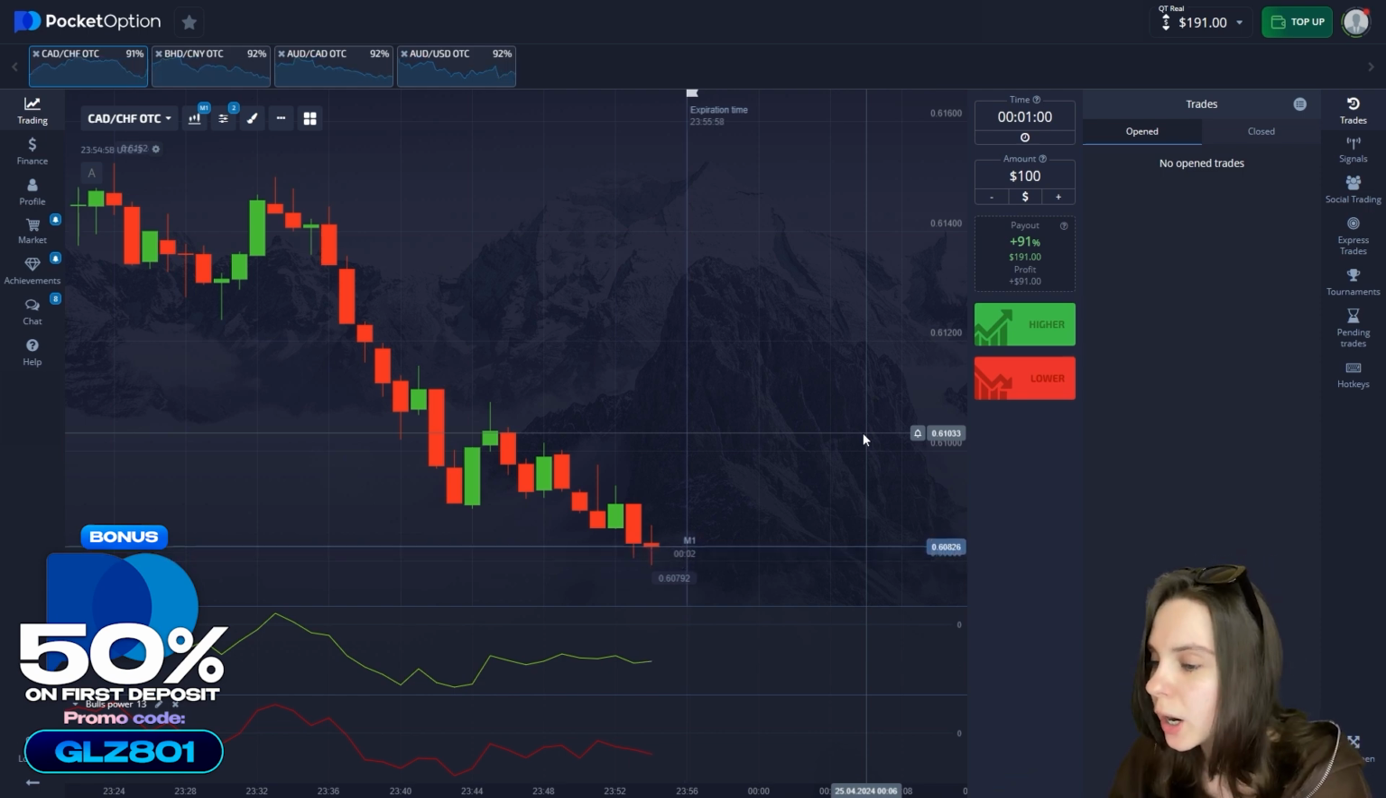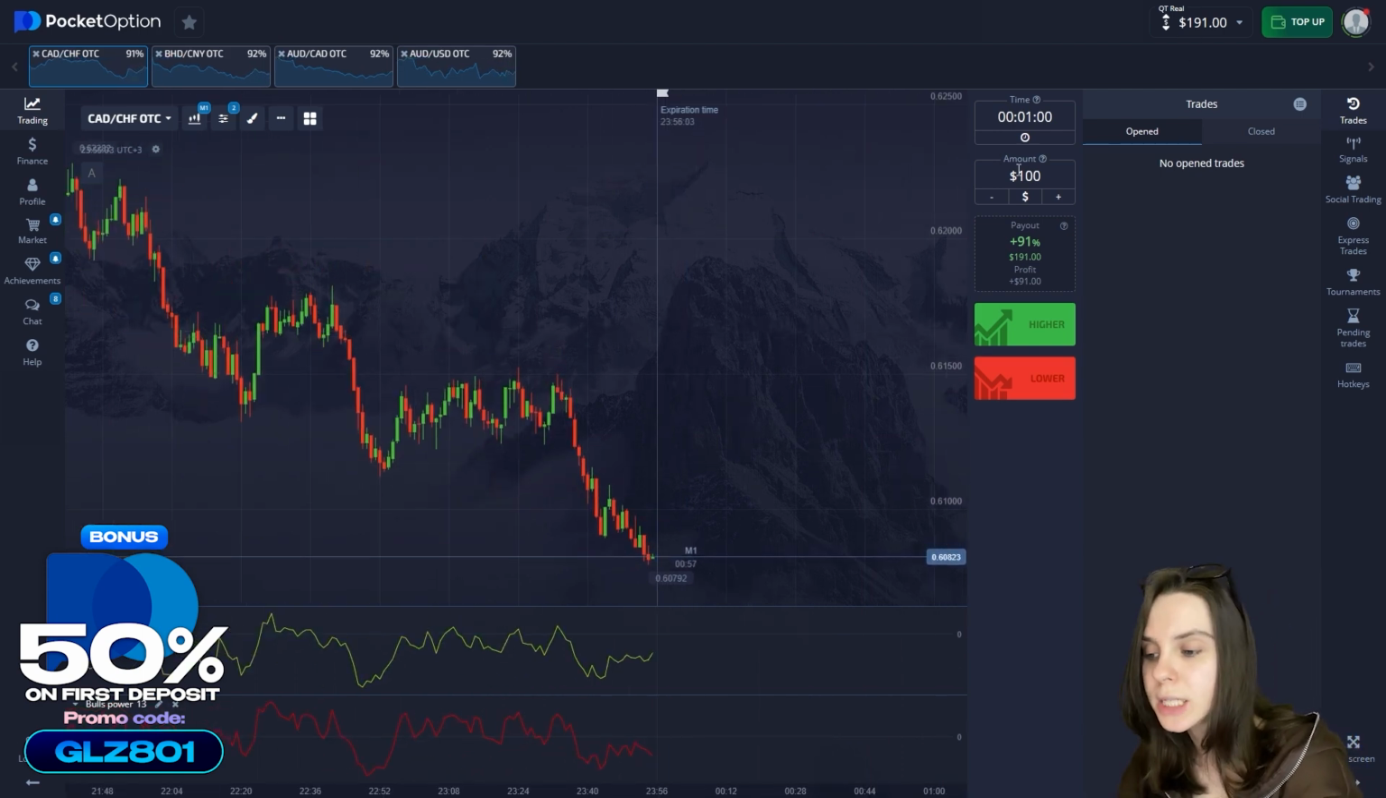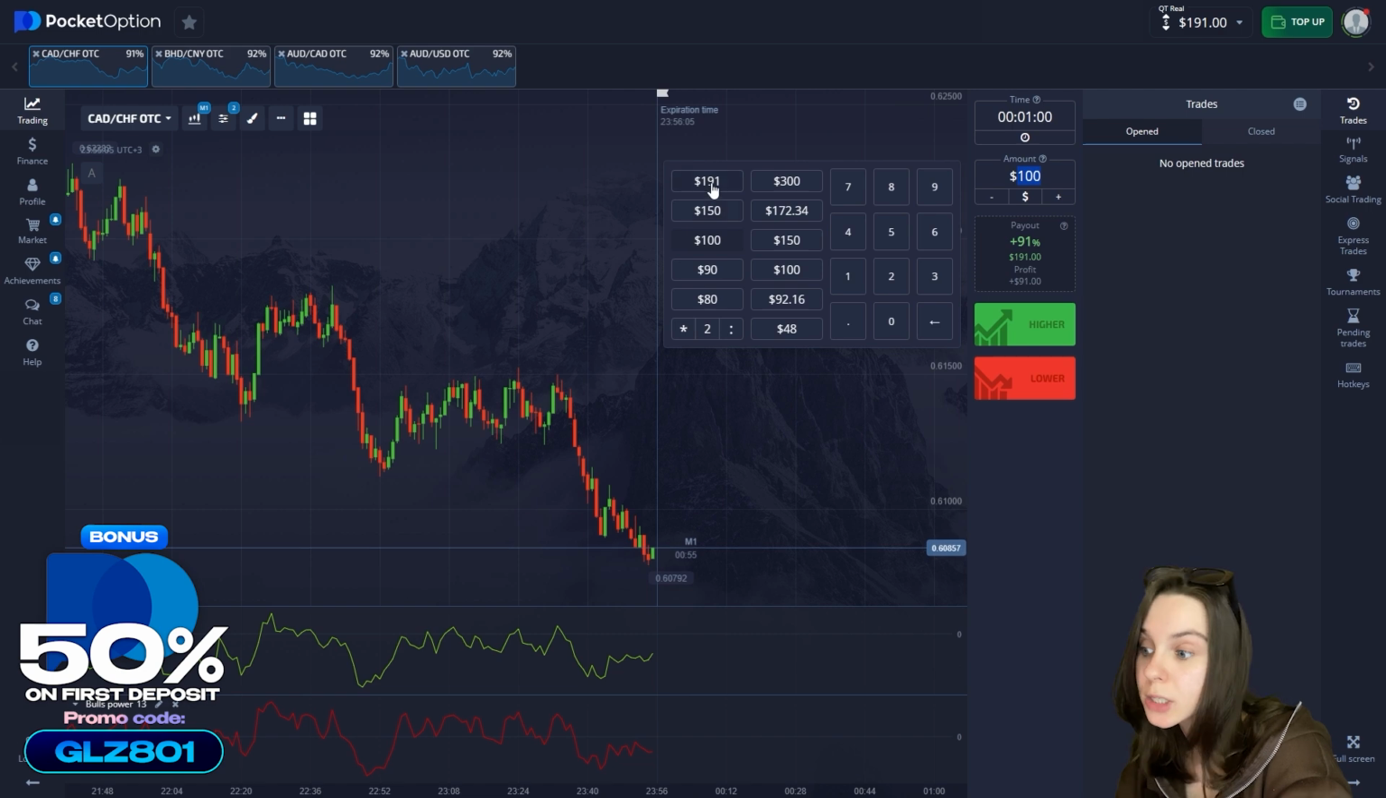Let's reduce the chart. For the next trade, we open an investment of $191 and move to the next currency pair.